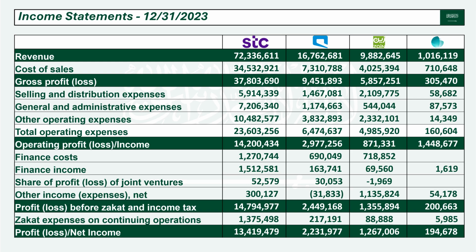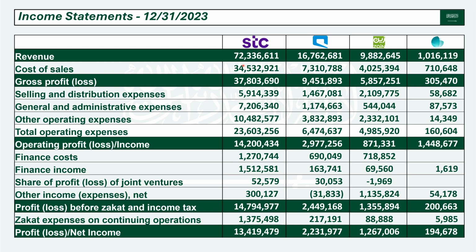Alright, so what you see in front of you is the income statements for the four companies, STC, Mobily, Zain, and Go Telecom, for the year 2023. In the first column, we have the items like revenue, cost of sales, gross profit, operating profit, profit before zakat and income tax, and net income. The figures are in 1,000 Saudi Riyal. It's obvious that it's not easy to compare those numbers and get insights out of them. So we will go to a technique called common size income statements.